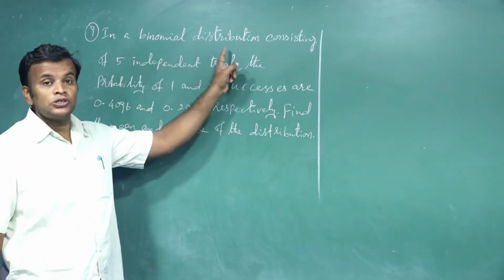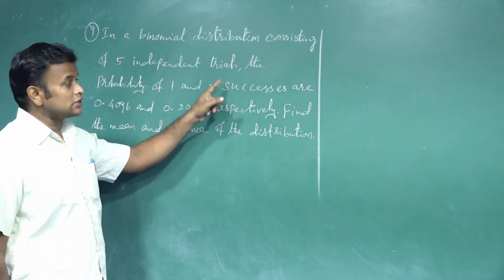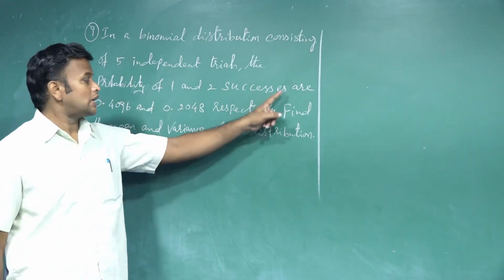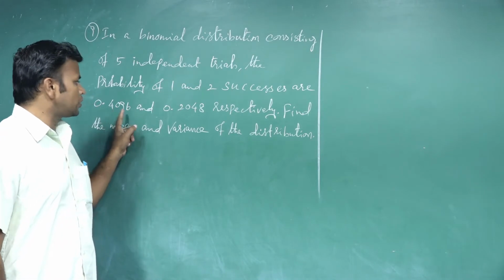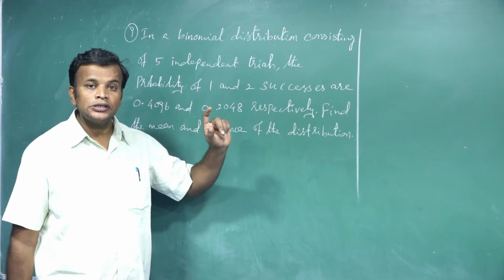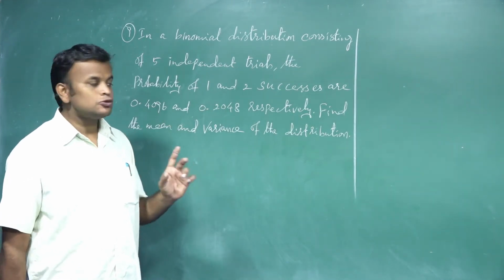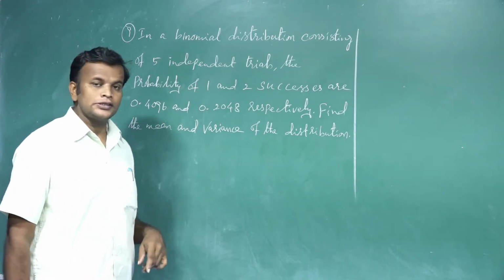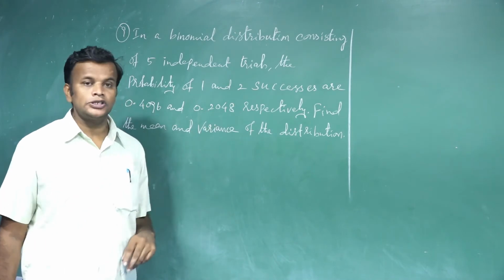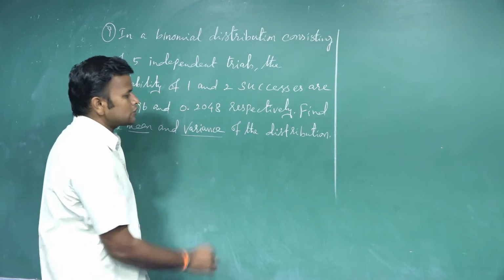In a binomial distribution, the word binomial is given, consisting of 5 independent trials. You see the number of trials is 5. The probabilities of 1 and 2 successes are 0.4096 and 0.2048 respectively. That means the two probability values are given. When x is exactly 1, the probability value is 0.4096. When x is 2, the probability value is 0.2048. Then the question is, find the mean and the variance of the distribution.